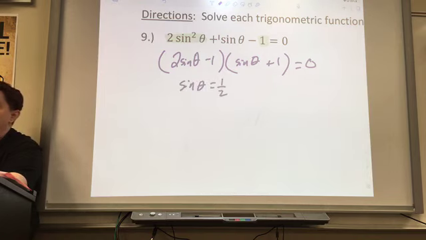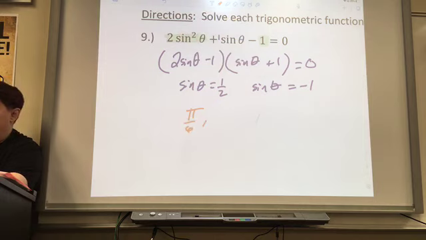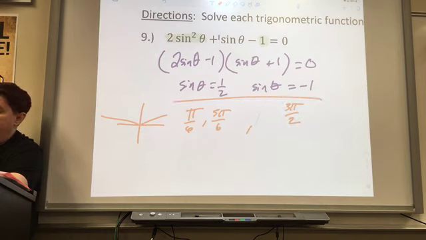Okay, now, when I set those both equal to 0, I'm finding where does sine equal a half, where does sine equal negative 1? Sine equals negative 1 at 3 pi over 2. Pi over 6. And then 5 pi over 6 in the other quadrant, quadrant 2. Negative 1 is negative pi over 2 or 3 pi over 2.